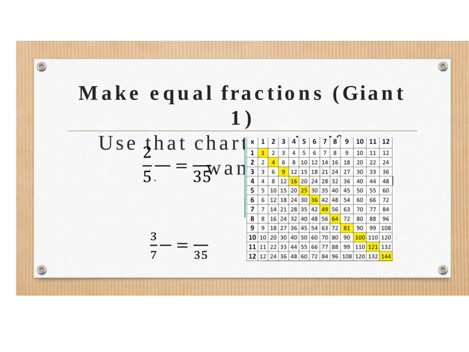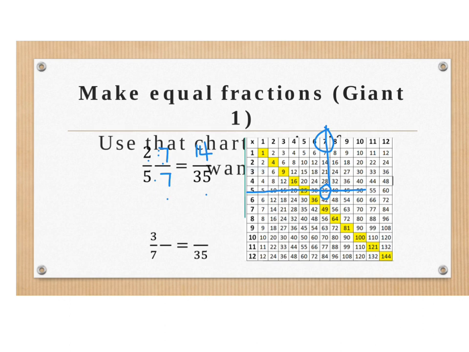So here we go. Here are 5s. Here's 35. 5 times what is 35? 7. So 5 times 7 is 35. So we're going to do the same thing on the top as the bottom. 5 times 7 is 35. 2 times 7 is 14. We're going to continue that process.